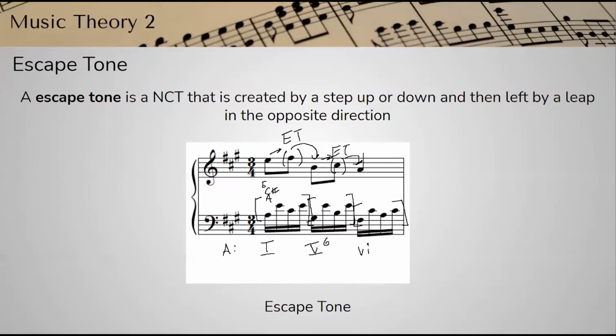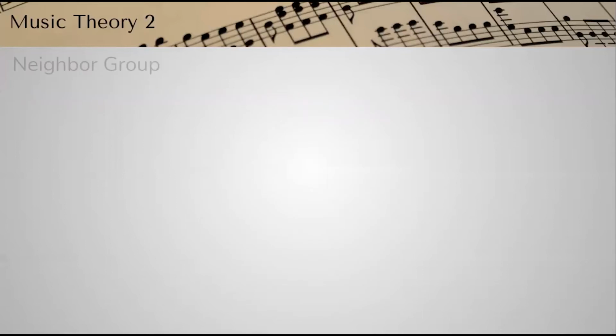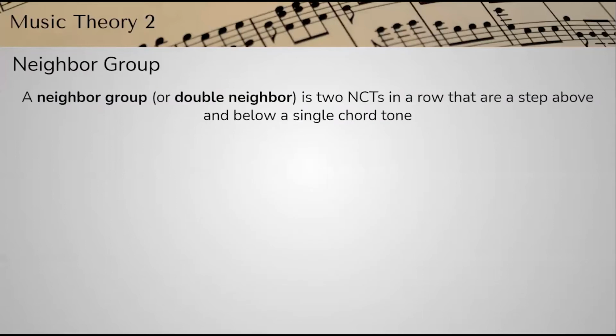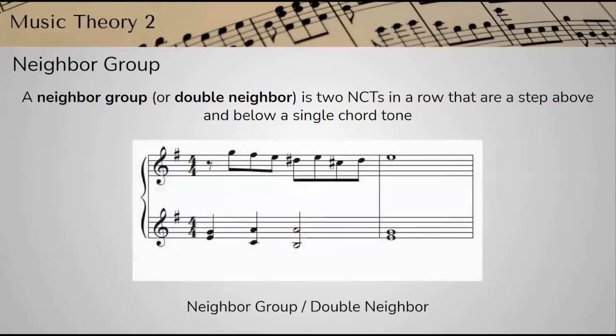Let's look at another kind of non-chord tone. This is called a neighbor group. We've also seen this before as a double neighbor. It's basically the same thing. So it's two non-chord tones in a row that are a step above and below a single chord tone. So a bit like a neighbor, but we're going to both of our neighbors, not just one of them. All right. So in here we have a double neighbor tone somewhere. So let's listen to this example. One more time.